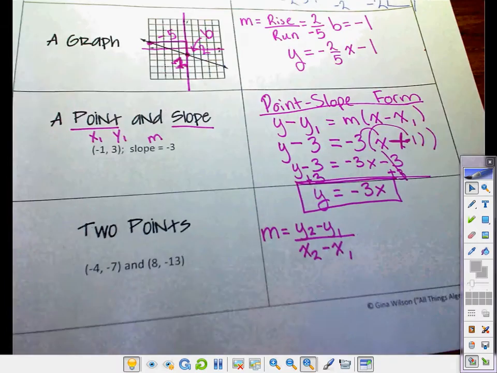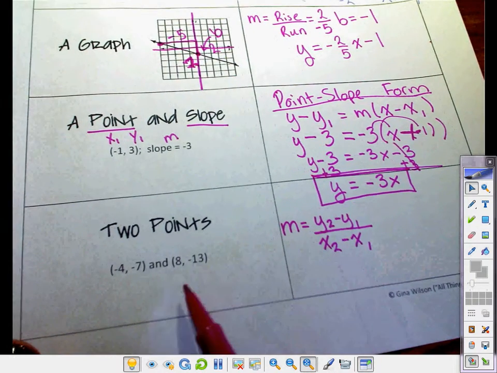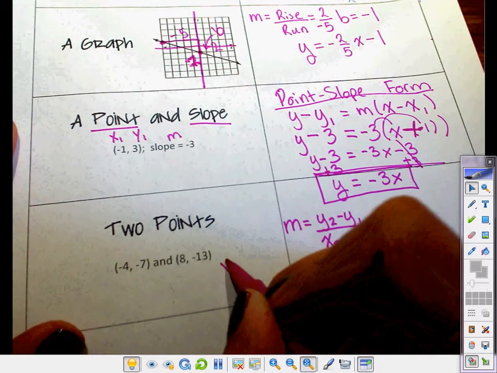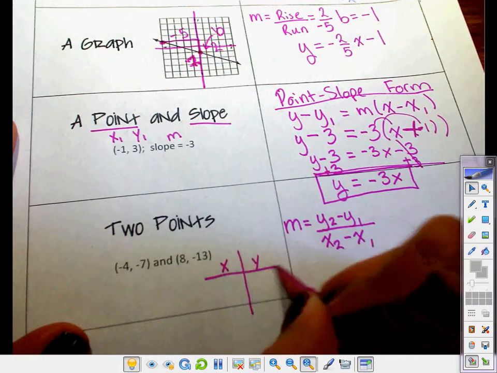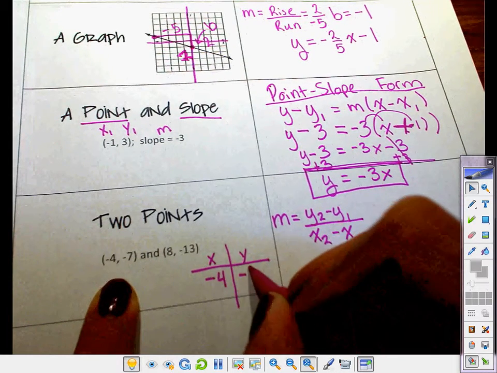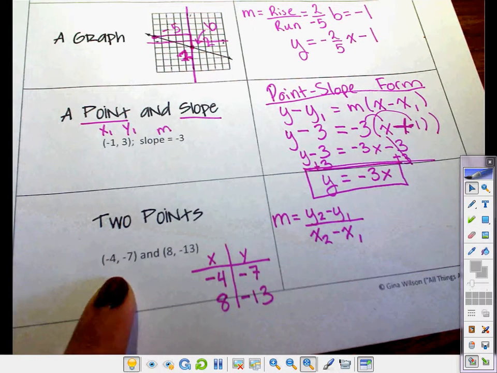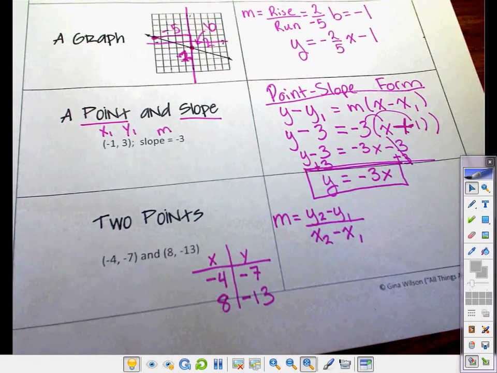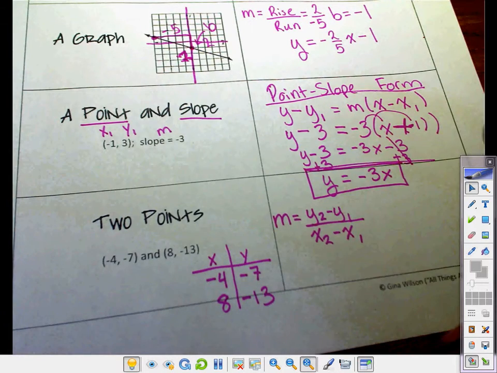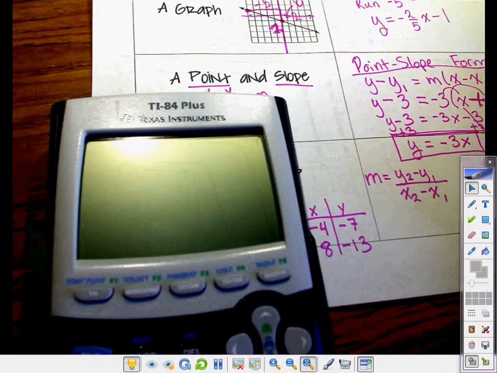Now, for some people, they don't really understand the equation. Well, if you need to, you can put this in the form of a table and write your ordered pairs, like negative 4, negative 7 and 8, negative 13, to get your slope. Can we do that in the calculator too? Is there a way that I could do this in the calculator? Yes.